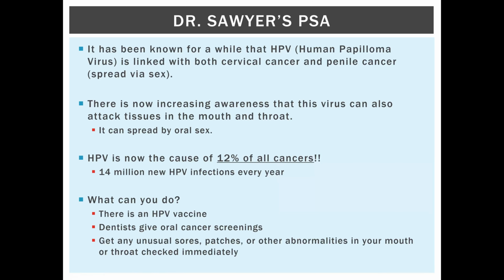So what can you do? There is an HPV vaccine because it is a virus, so you can be vaccinated against it. You can also get oral cancer screenings at your dentist. And if you have anything that shows up in your mouth, any unusual sores, patches, or other abnormalities, an area that suddenly gets rough, something that's just not right in your mouth or throat, get it checked out immediately. And that is the end of the Chapter 3 activity.